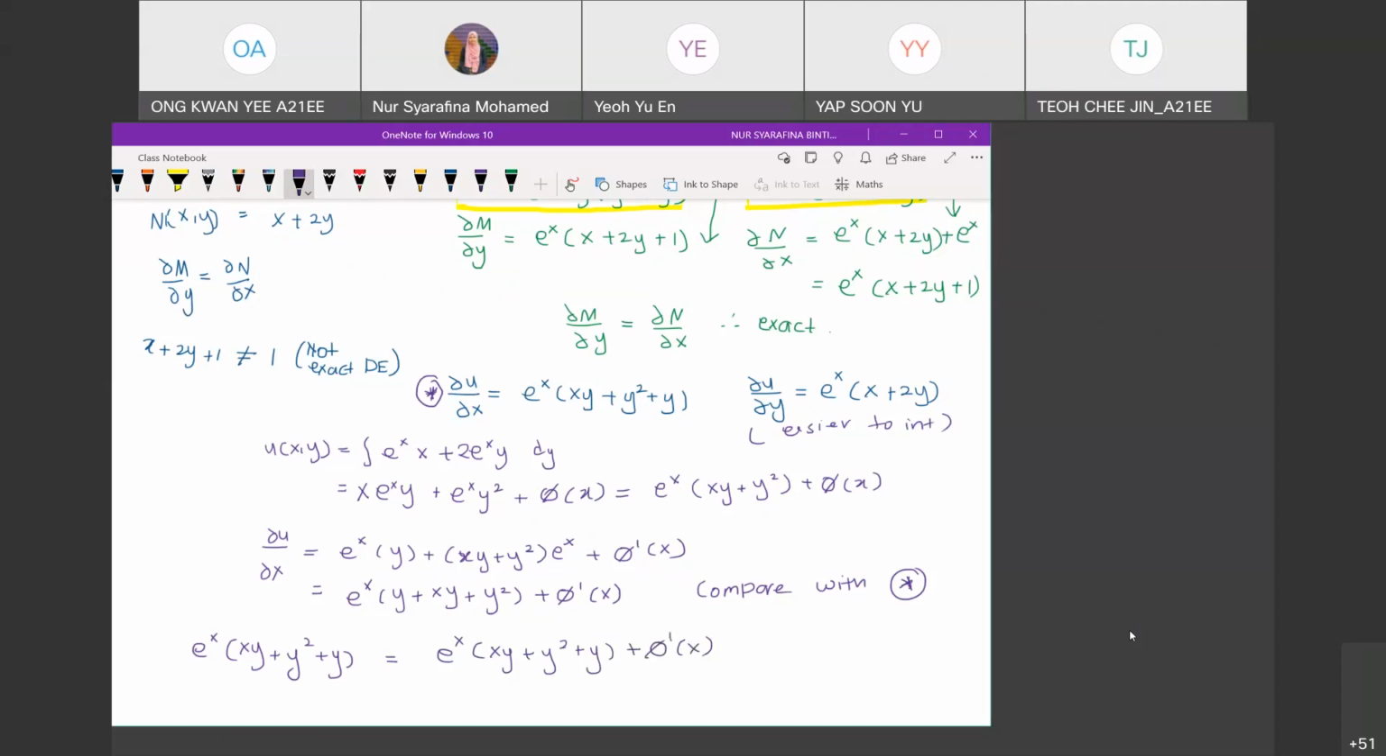So what is psi prime y here? It's psi prime x here. 0. Right, 0. So psi x equals to integrate 0, 0 plus constant. 0 plus constant, so constant. Okay, so psi x equals to constant.